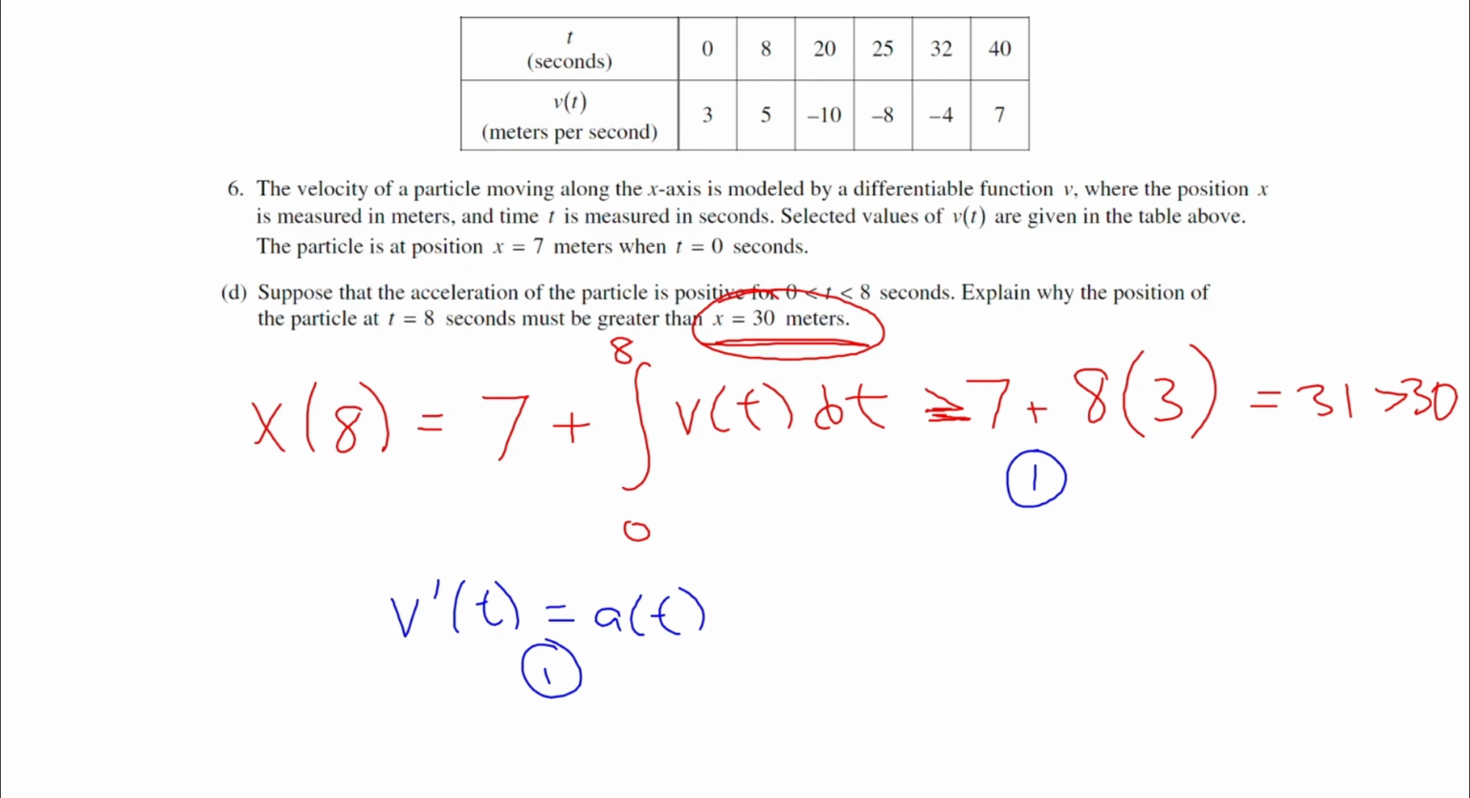And that is it for question 6 here. It's a motion FRQ from the 2009 Form B AP Calculus AB exam.